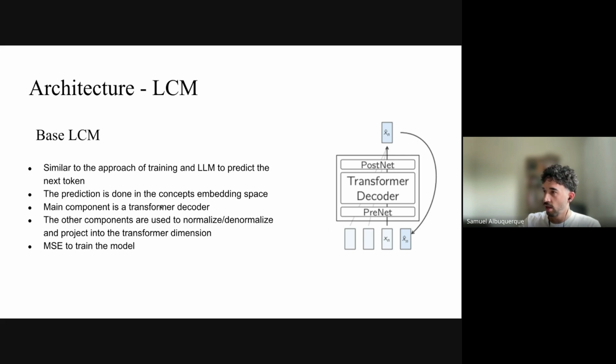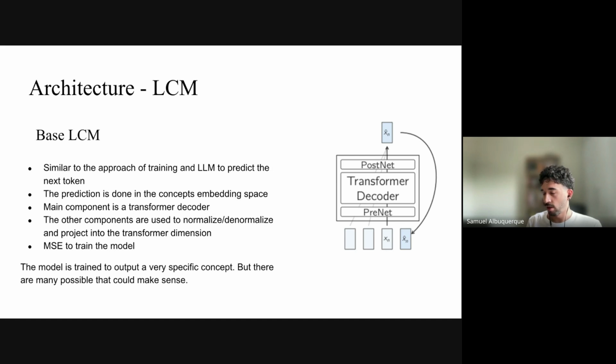The main component is this transformer decoder here. At the input of the transformer, you have this pre-net, which is basically normalizing the embeddings and mapping them to the transformer space. And then the post-net does the opposite operation. It maps back to the SONAR embedding dimensions and denormalizes the values. And they use MSE as the metric to train the model. So that's it. It's very similar to an LLM, but using these concept embeddings instead of tokens.